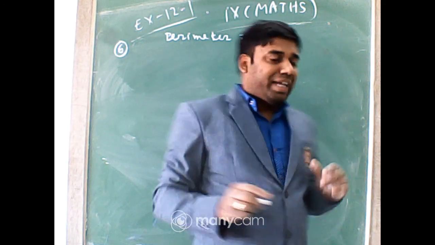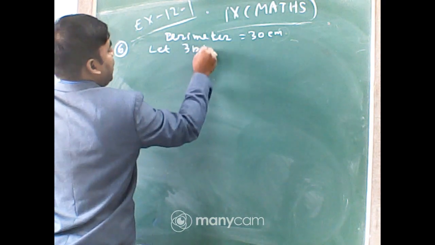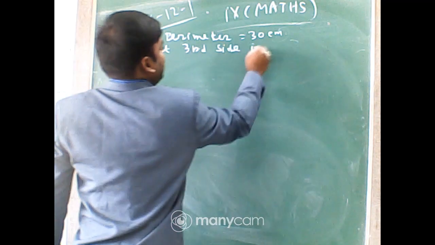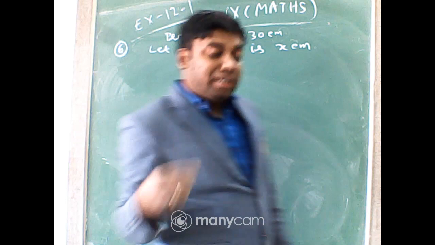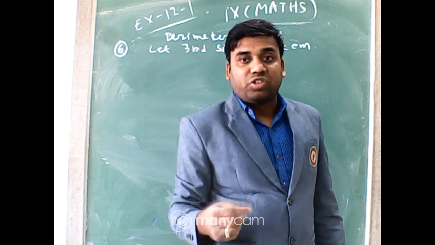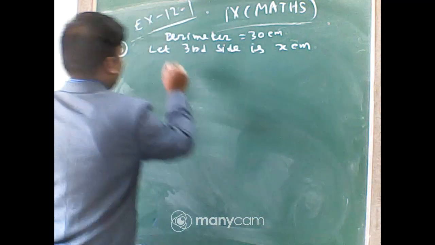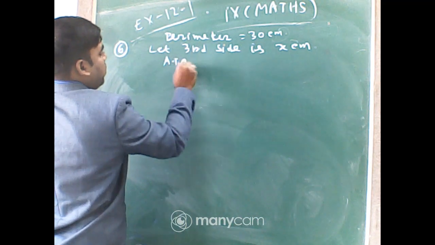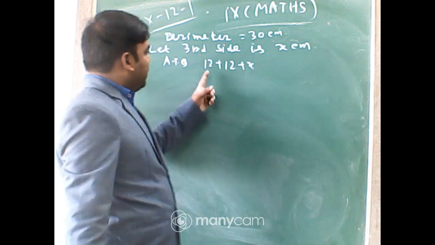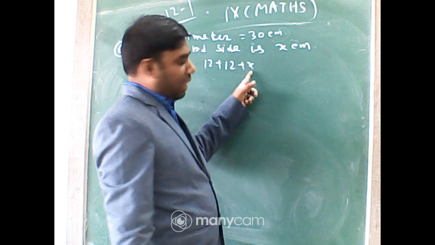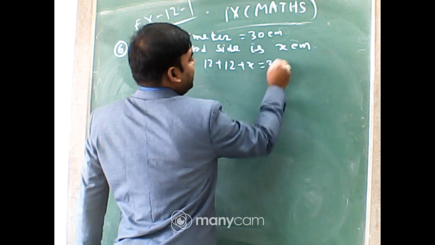So I am taking the third side, let the third side be x cm. What are the lengths of the sides of the triangle? 12 cm, 12 cm and 8 cm. According to the question, 12 plus x equal to, it is the perimeter: first side, two equal sides and third side. So first side, second side and third side, that equals 30 cm.